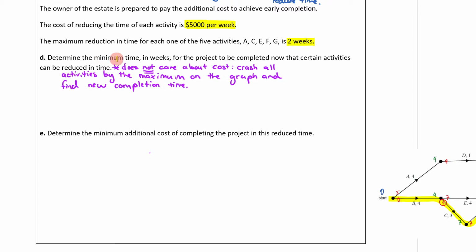Determine the minimum time in weeks for the project to be completed now that certain activities can be reduced in time. So what I want you to write here is this does not care about the cost. So crash all the activities by the maximum on the graph and find the new completion time. So very important that when you read this question, you recognize that it does not care about the cost. There's no talk about the cost here. We just want to determine the minimum time in weeks for the project to be completed now that certain activities can be reduced in time.